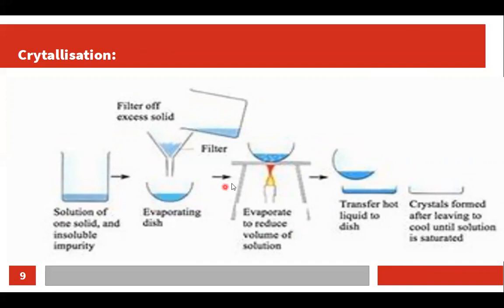You put that on top of a tripod or something like that, and you gently heat it to evaporate about half of the volume of the solution, so it's more dense with solid. And then you transfer it to a dish, and it's a hot liquid at this point, and then you leave it to cool on a windowsill or something like that, and crystals form after the solution is saturated. Okay, so that's how this process works.